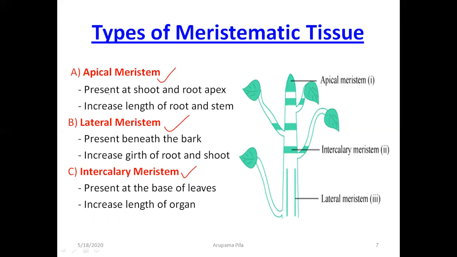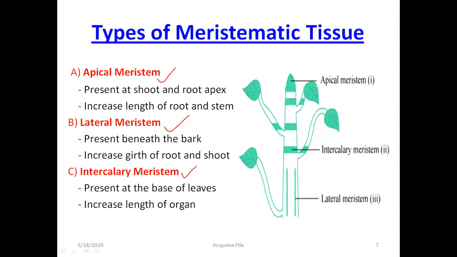Then come to lateral meristem. Lateral meristem is present beneath the bark. Where is the bark present? Bark is present on the outer surface of the stem. So they are present beneath the bark. And what is their function? Their function is to increase girth. Girth means thickness of root and shoot. Whose job is it to increase the thickness of root and shoot? Lateral meristem.